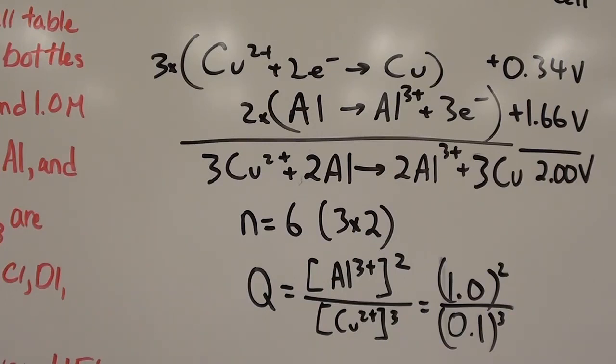The Q value also is going to change. It's going to be Al3+ squared and Cu2+ cubed. And that's going to affect the value of Q that we end up with as well. But it will still end up giving a lower cell voltage theoretically than what we started with.